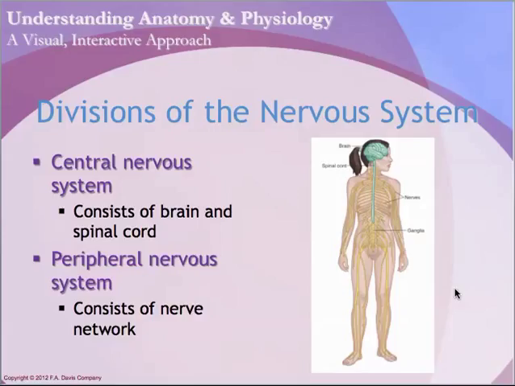A couple of different divisions of the nervous system. We have the central nervous system, which consists of the brain and the spinal cord. And we have the peripheral nervous system, which consists of the nerve network, pretty much everything else outside of the brain and the spinal cord.